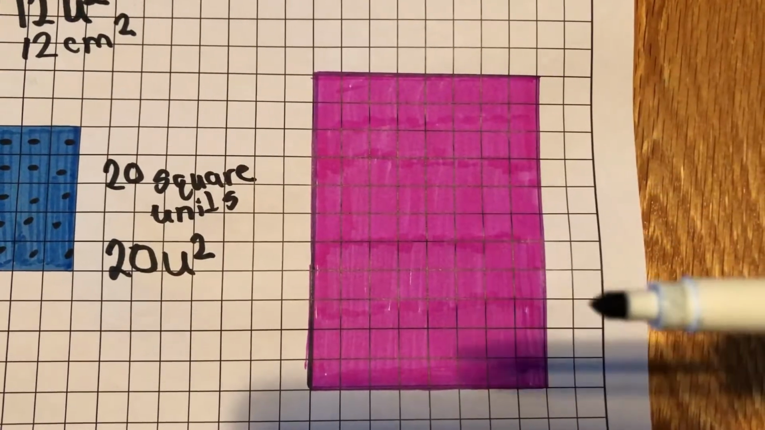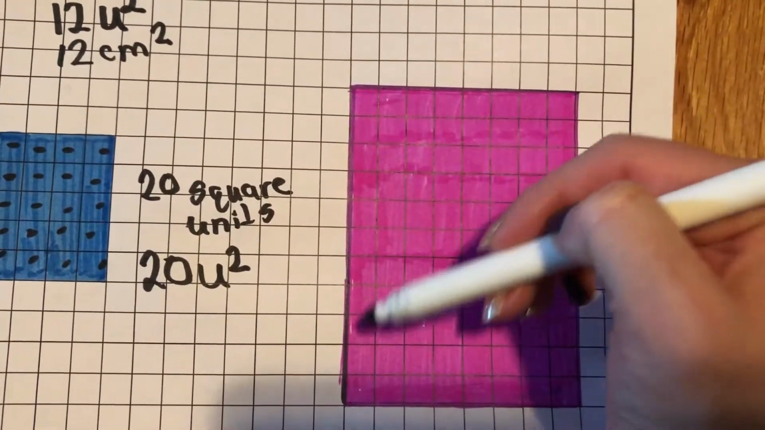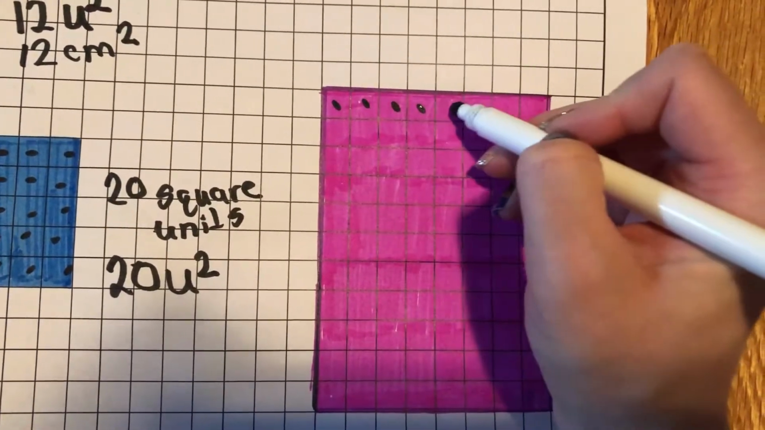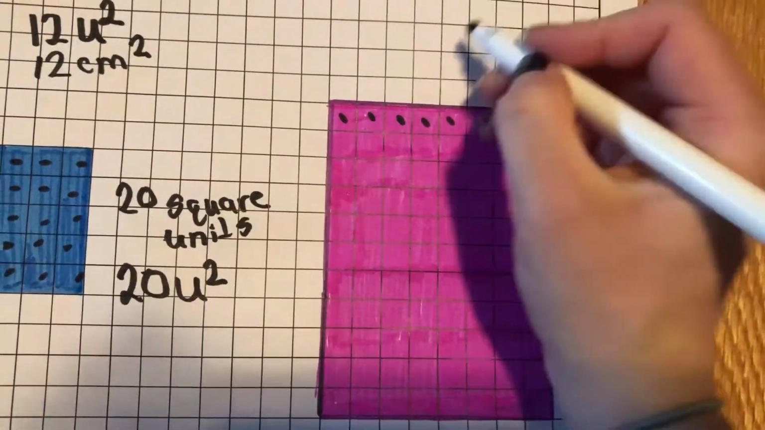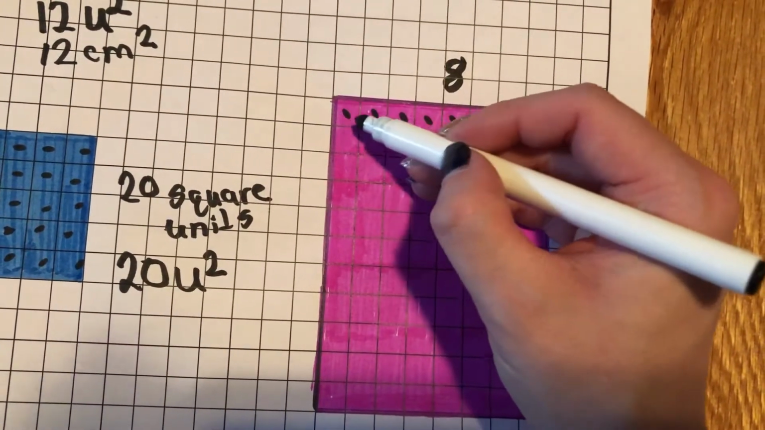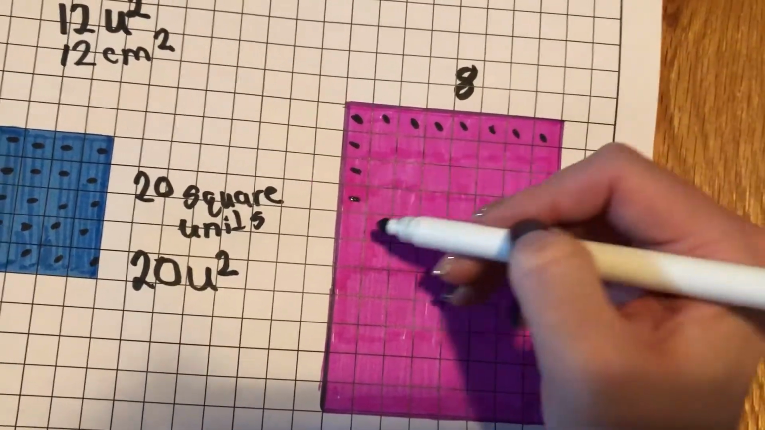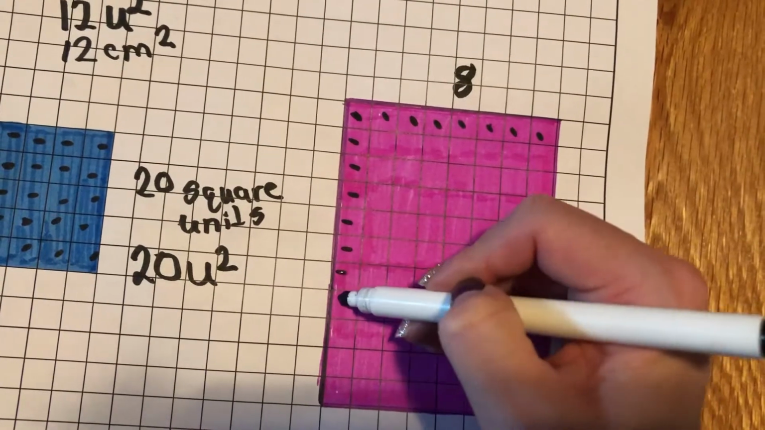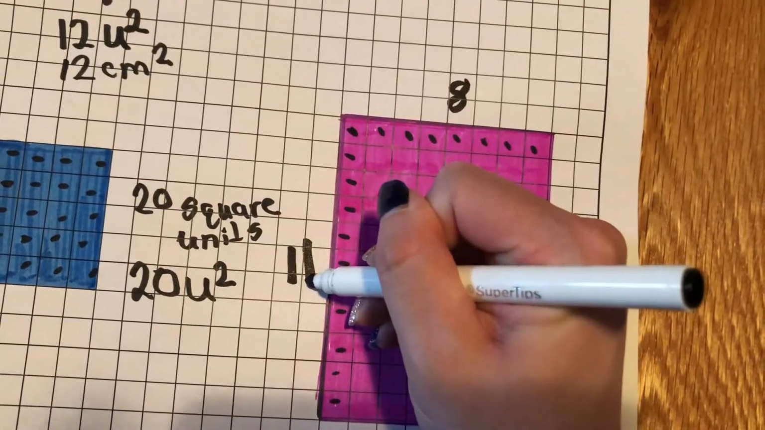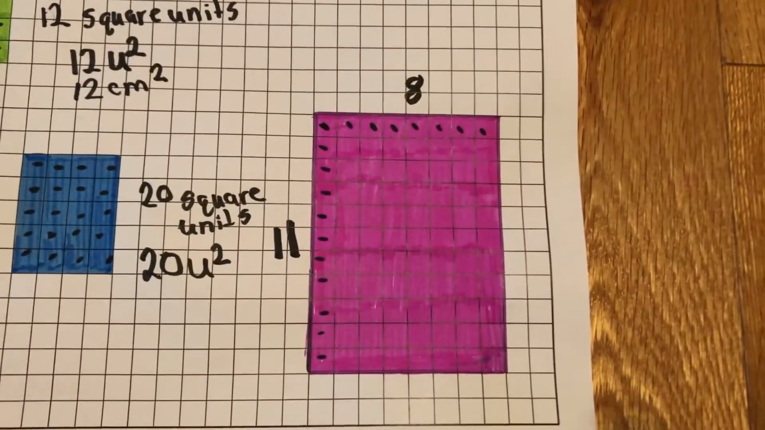So for example, with this big shape, I'm going to count the amount of columns and the amount of rows. So we've got 1, 2, 3, 4, 5, 6, 7, 8. 8 columns, and remember, you got to count this square twice. So 1, 2, 3, 4, 5, 6, 7, 8, 9, 10, 11 rows.